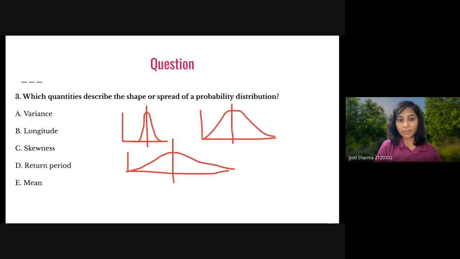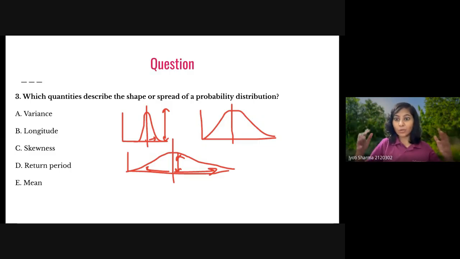So the shape is different, and even the spread. Here, can you see the spread is very small? Here the spread is very high. Here the height is very high. Here the height is less. And these are all types of normal distribution only, but within that, shape and spread are giving you a lot of different information. So how can we assess this shape and spread information, from what kind of quantities?